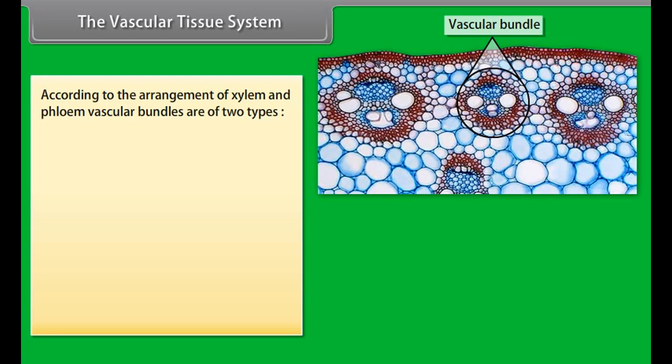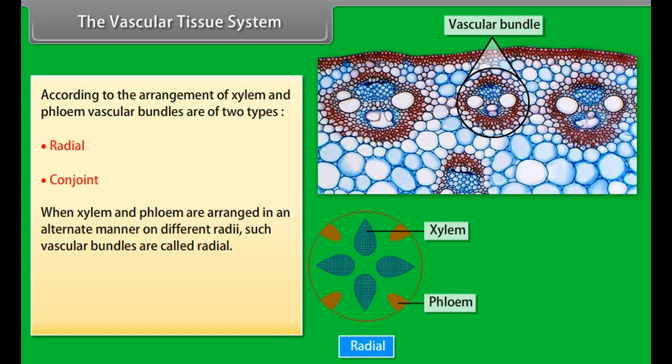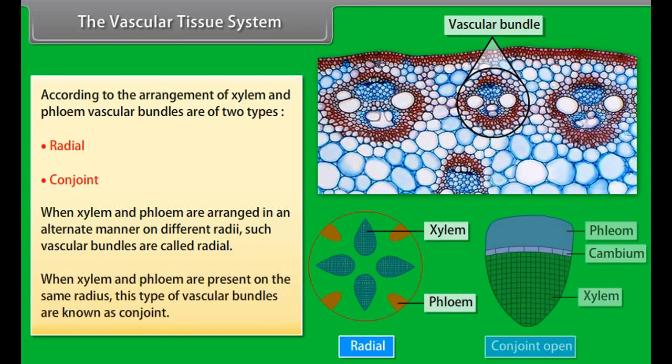The vascular tissue system. According to the arrangement of xylem and phloem, vascular bundles are of two types, radial and conjoint. When xylem and phloem are arranged in an alternate manner on different radii, such vascular bundles are called radial. When xylem and phloem are present on the same radius, this type of vascular bundle is known as conjoint.